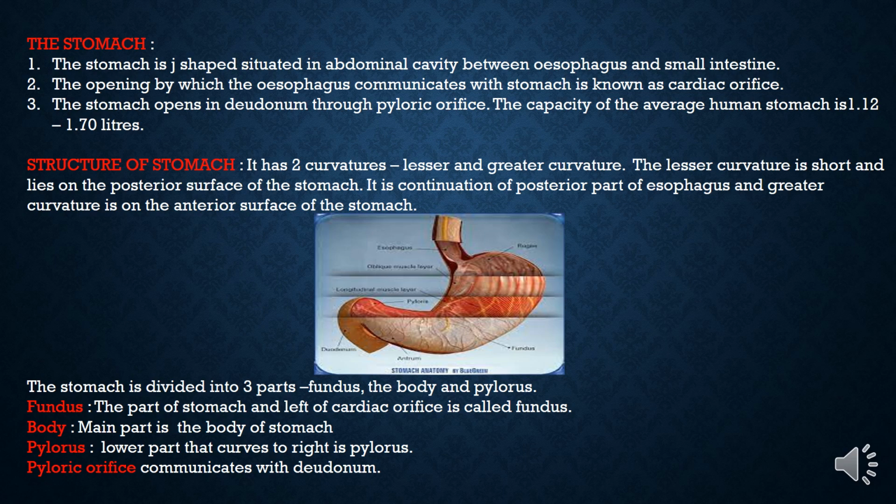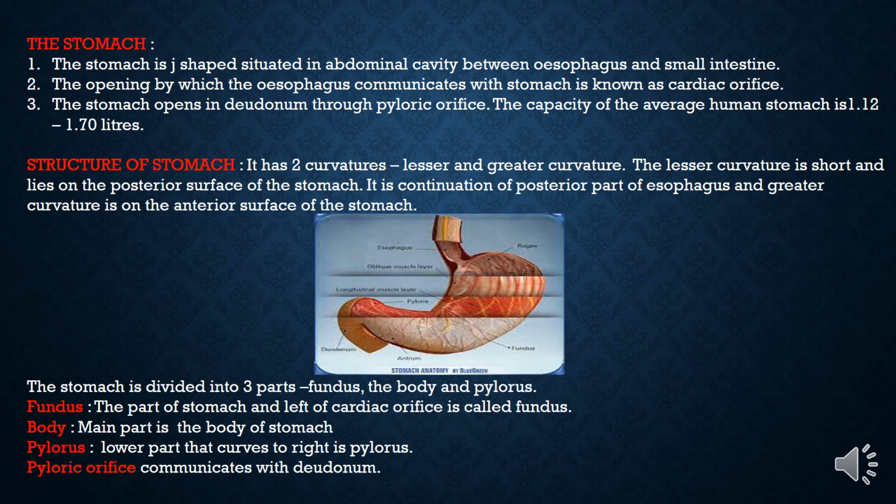The capacity of the average human stomach is how much? 1.12 to 1.70 liters. What is the structure of the stomach? It has two curvatures, lesser and greater curvature. The lesser curvature is short and lies on the posterior, the back side of the stomach. It is a continuation of the posterior part of the esophagus, and the greater curvature is on the anterior surface of the stomach.